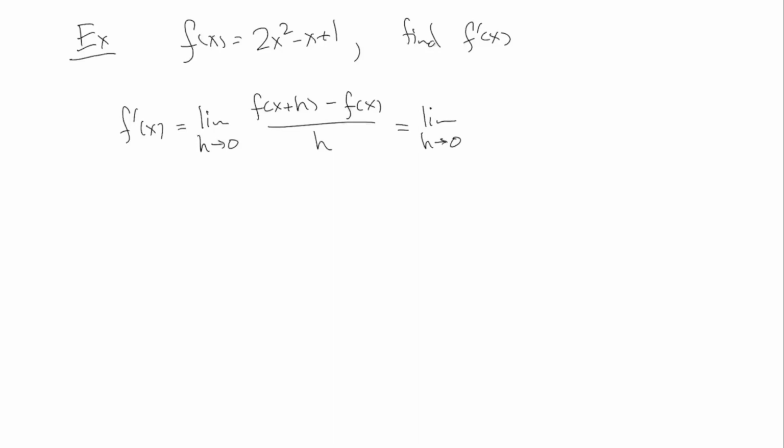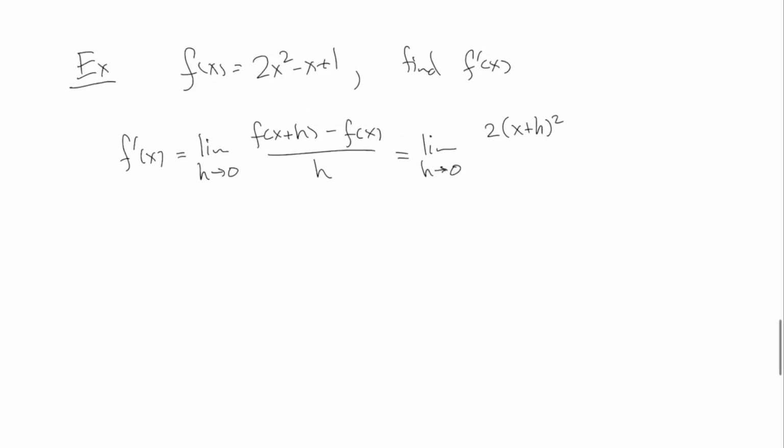F of x plus h. Immediately, this is like the hardest part of the plugging in step. F of x plus h means I write this formula out again, but instead of x, I use x plus h everywhere you see x here. So it begins with 2 times x plus h squared. That's this part. I just did the 2x squared part, but instead of x, I use x plus h. Then minus x. Instead of x, I use x plus h, then plus 1, right?